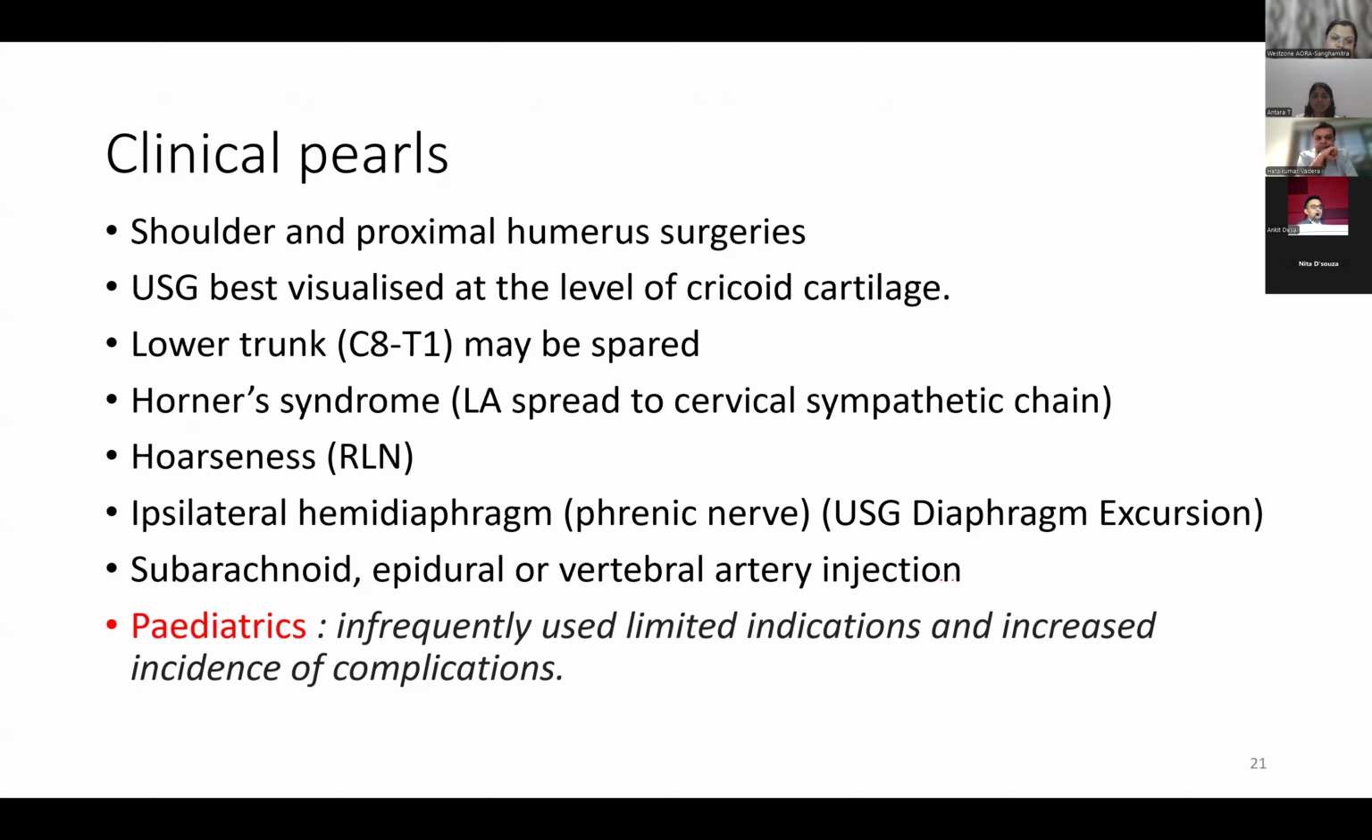Ipsilateral hemidiaphragm paresis, because of the spread of local anesthesia to the phrenic nerve, is seen in most cases of interscalene block in adults. For this, we can sonographically see the diaphragm excursions before giving the block and after giving the block. Because of its close proximity to the neuraxis, the local anesthesia can also spread to subarachnoid or epidural spaces. In pediatrics, this block is infrequently used because of limited indications of shoulder surgeries and because of the increased incidence of complications.